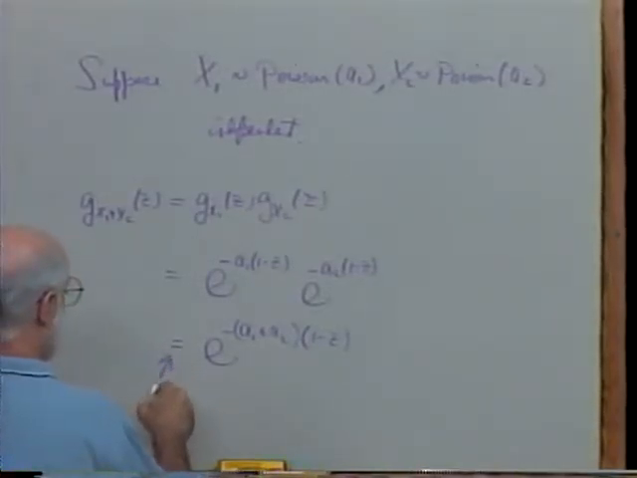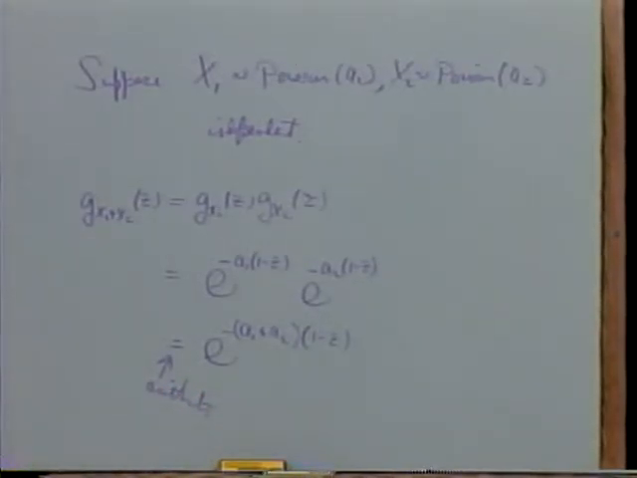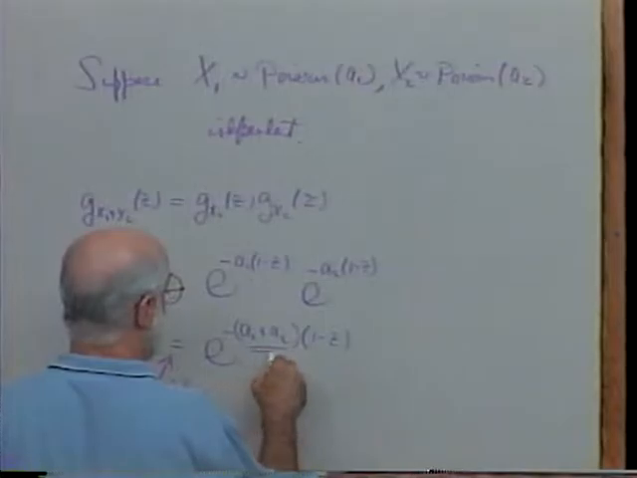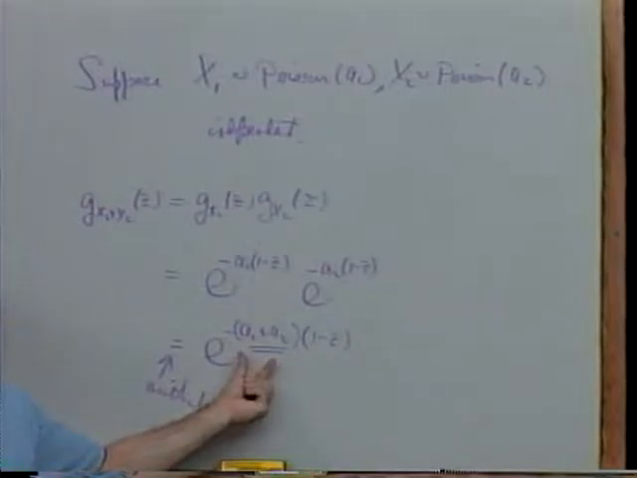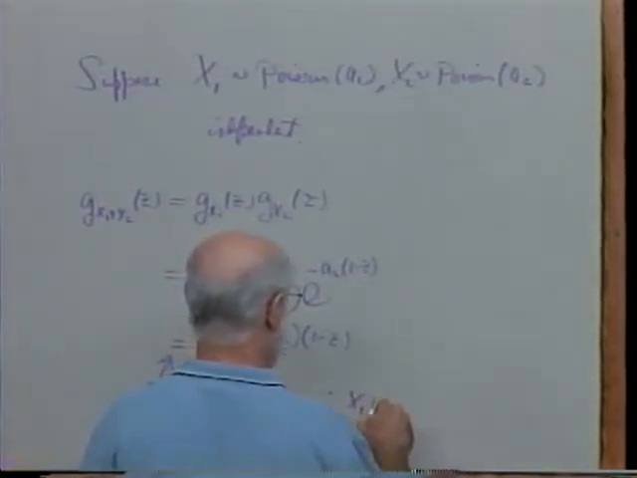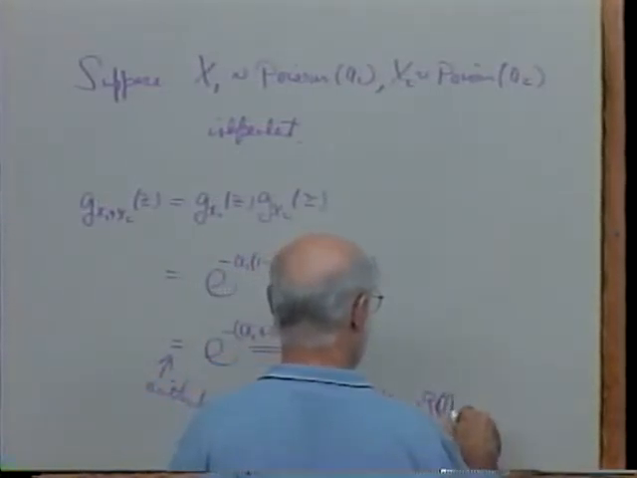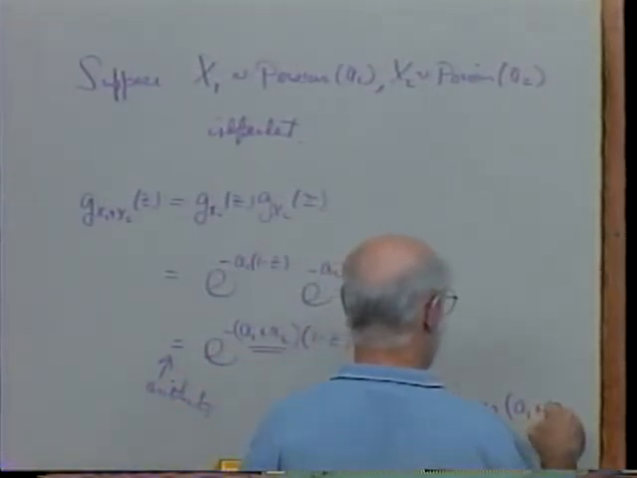Okay, so this is by arithmetic. So what's my conclusion? My conclusion is that the generating function of the sum is of the form e to the minus something times 1 minus z. So therefore, it's a generating function for a Poisson whose parameter is the sum of the two parameters. Okay, so therefore, x1 plus x2 is distributed as a Poisson with parameter a1 plus a2.